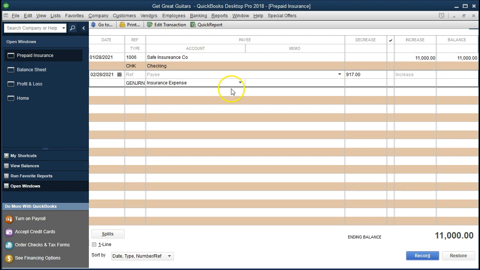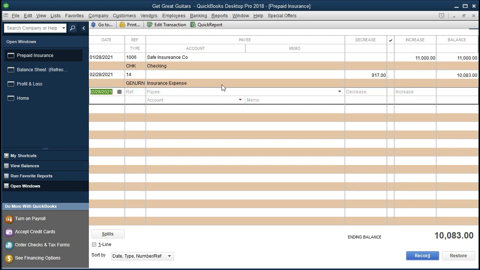So in essence, this is a journal entry. It's going to be decreasing the asset account, which is a credit, and it's going to be debiting the insurance expense account on the other side. And if we just look at the increase and decrease and use some trial and error, we can see that it's going the right way. So we're going to say OK, and then go back to our balance sheet and see if it does what we want it to do.